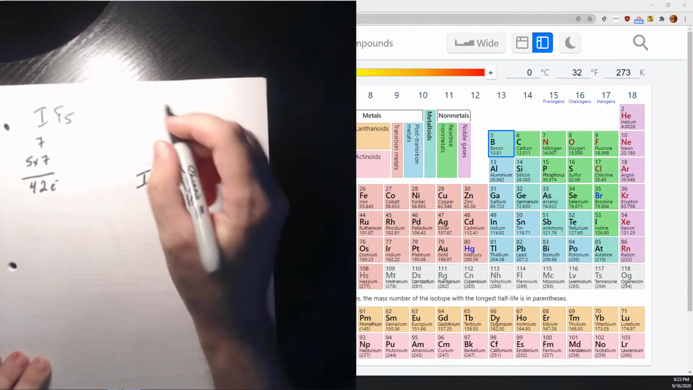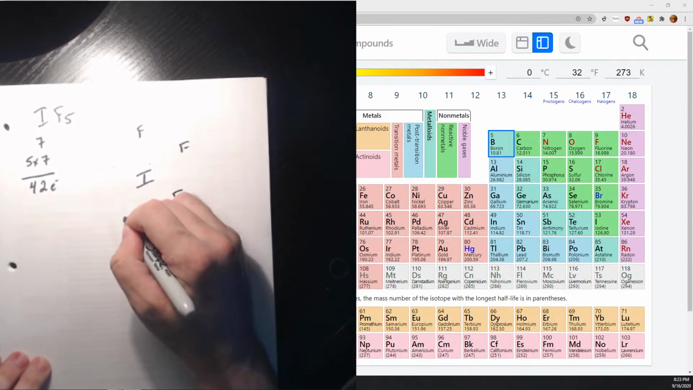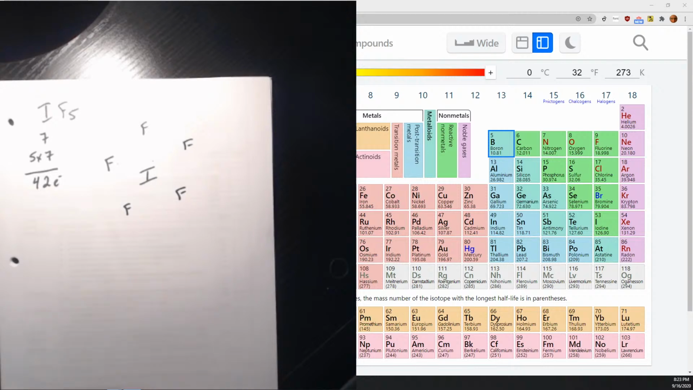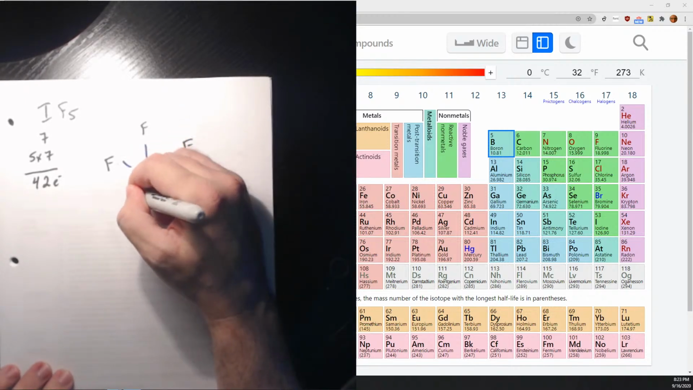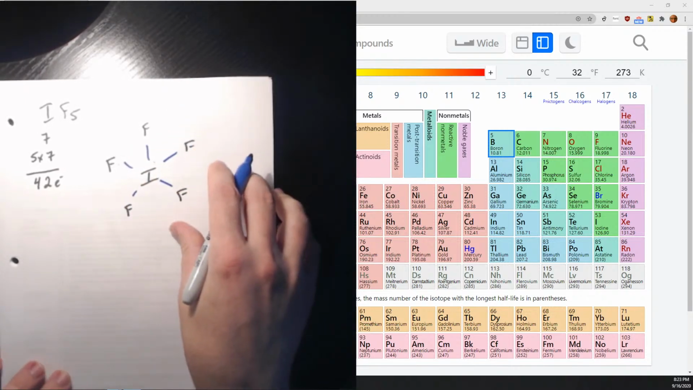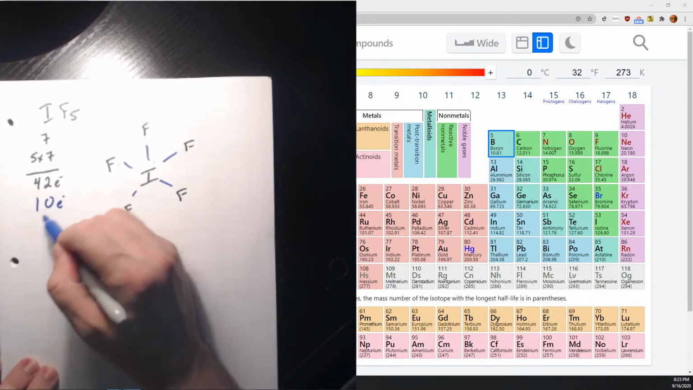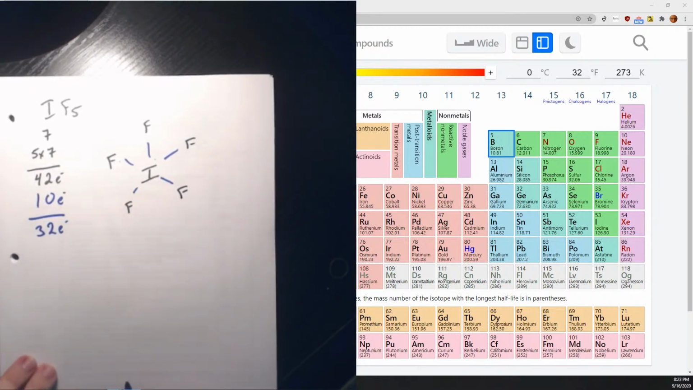Iodine is going to go at the middle. Then we have fluorine, fluorine, fluorine, fluorine, and fluorine. So there are 5 fluorines. We draw a single bond to each of these fluorines. 1, 2, 3, 4, 5. 5 bonds, 2 electrons each. That uses up 10 of our electrons. We have 32 left.